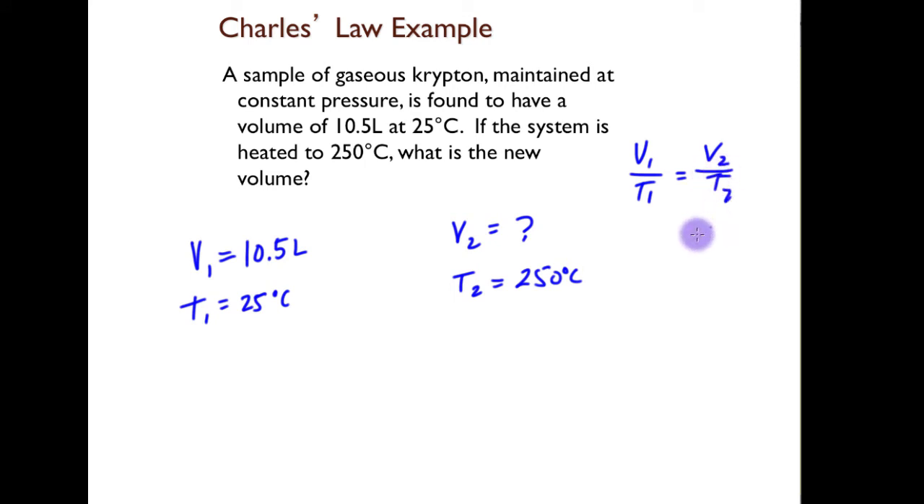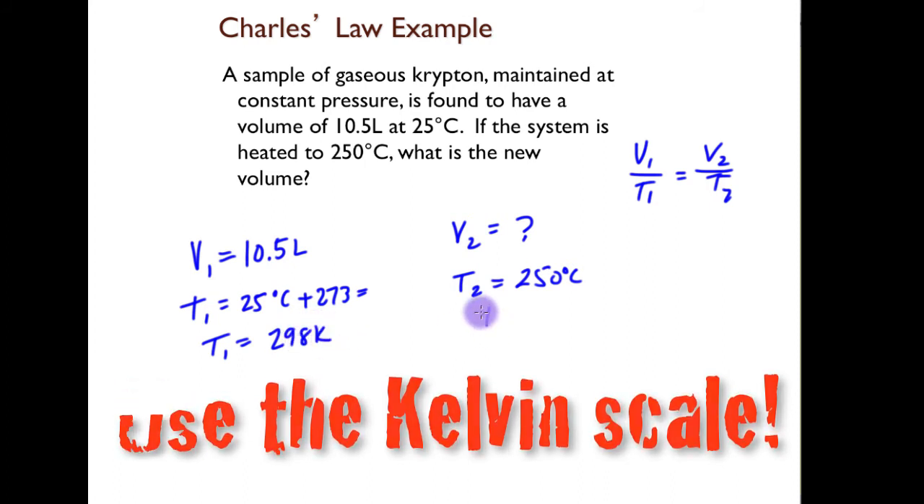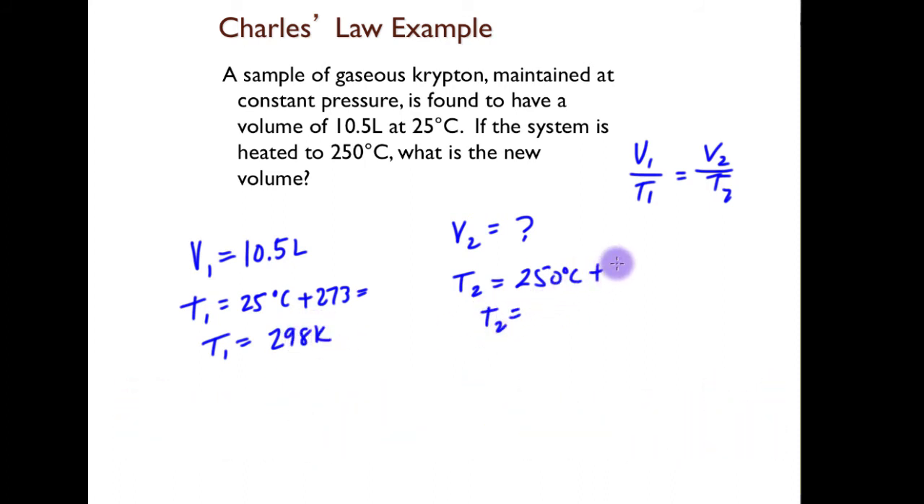Since I'm using Charles' law, anytime I'm doing gases, I'm always going to make this change: I add 273 to make it into the Kelvin scale. So 298 Kelvin, and then my temperature 2 is going to have 273 Kelvin added to it, which makes it 523 Kelvin. What I'm solving for here is my volume 2, so I multiply both sides by temperature 2. These cancel. My final equation is V2 is equal to volume 1 times T2 over T1.